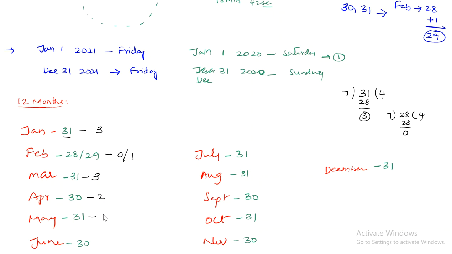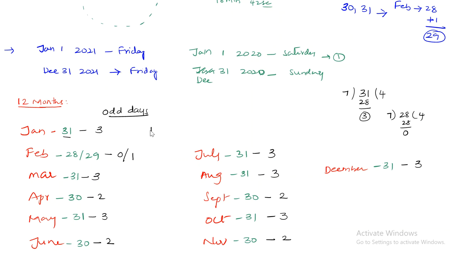So here we have 2, and here we have 3, and here it is 2, and July 3, August 3, September 2, October 3, November 2, and December is 3. So these are the odd days, that means the days which do not make a complete week, the days left over in a complete week.